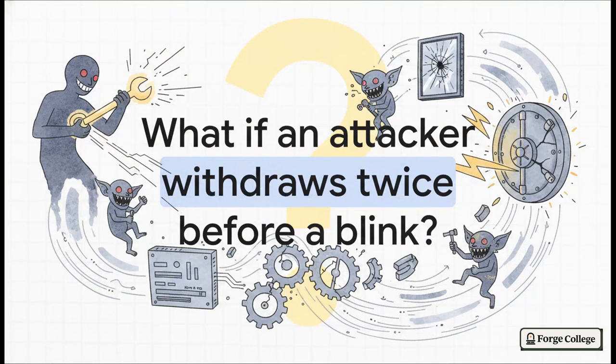So here is the million-dollar question, and I mean that literally in some Web3 cases. What happens if an attacker tries to withdraw twice before our contract even blinks, right? Now that our blueprints are drawn, we're going to intentionally hire ourselves to break in, smash the windows, and let a few gremlins loose on our smart contract just to see if it holds up.